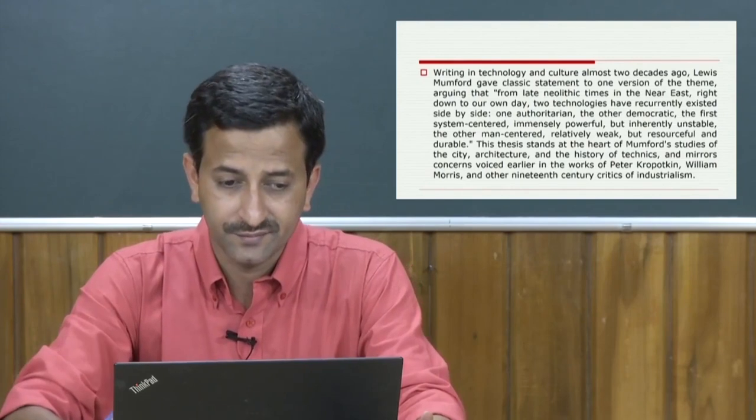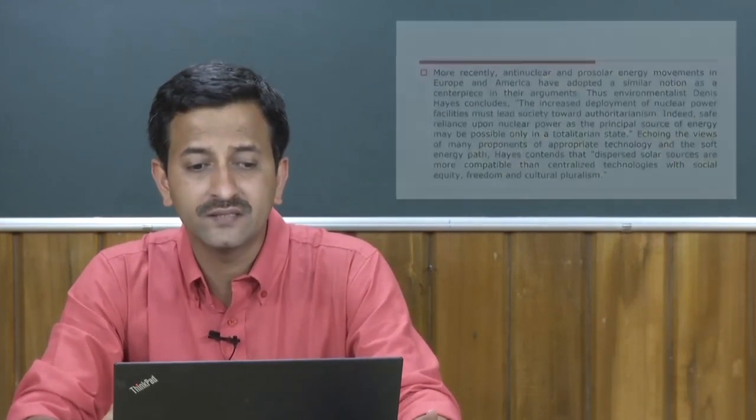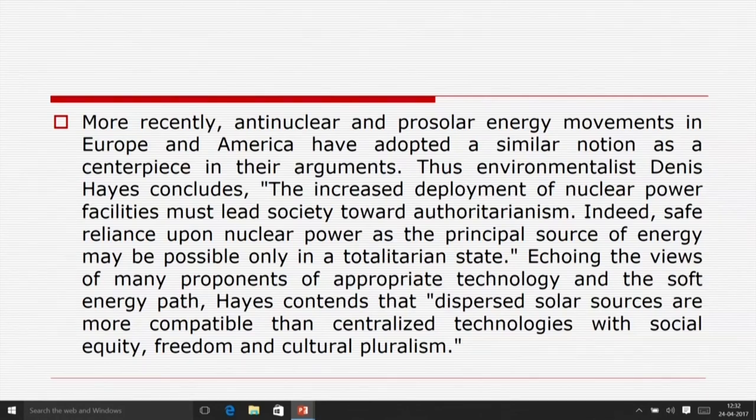Okay? In this sense, more recently we will find anti-nuclear and pro-solar energy movements in Europe and America have adopted a similar notion as a centerpiece in their arguments. Thus, environmentalist Dennis Hayes concludes, the increased deployment of nuclear power facilities must lead society towards authoritarianism. Indeed, self-reliance upon nuclear power as the principal source of energy may be possible only in a totalitarian state. Echoing the views of many proponents of appropriate technology and the soft energy path, Hayes contends that dispersed solar sources are more compatible than centralized technologies with social equity, freedom and cultural pluralism.